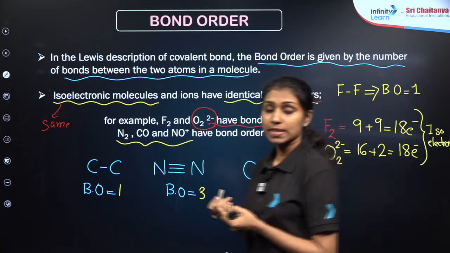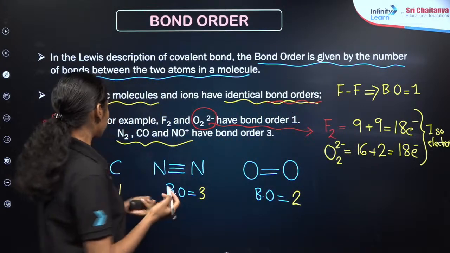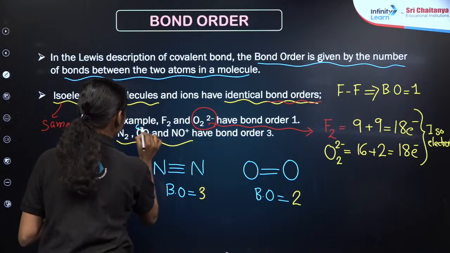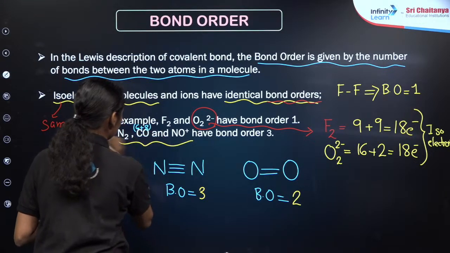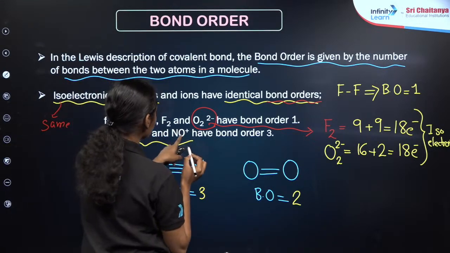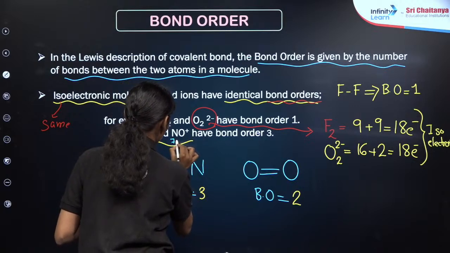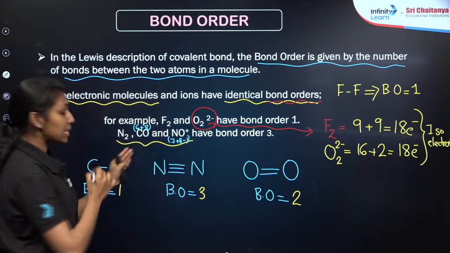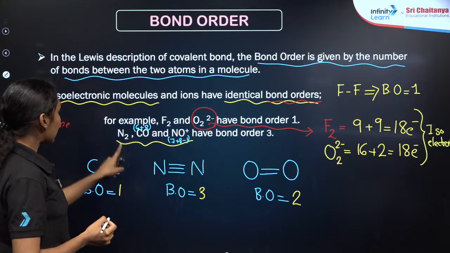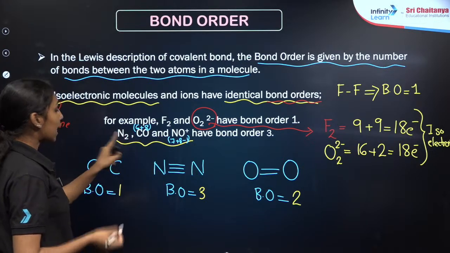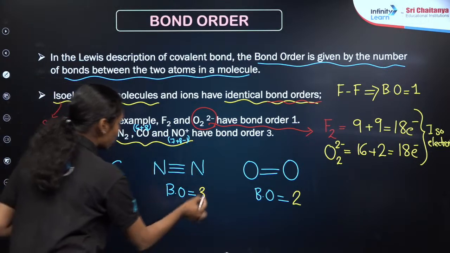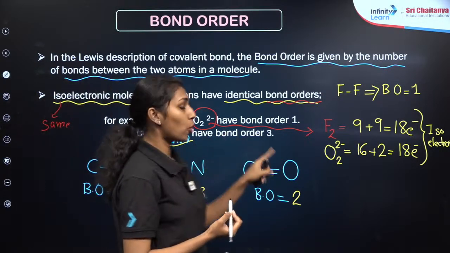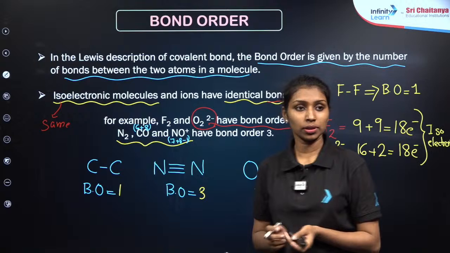What about carbon monoxide, CO? Six plus 8, right? 14. And in the case of NO plus, it is 7 plus 8 minus 1. Again 14 electrons, which means that these three species are isoelectronic in nature. N2 molecule will always form a bond order of 3, right? So we can say that CO as well as NO plus have the same bond order of 3. Clear?